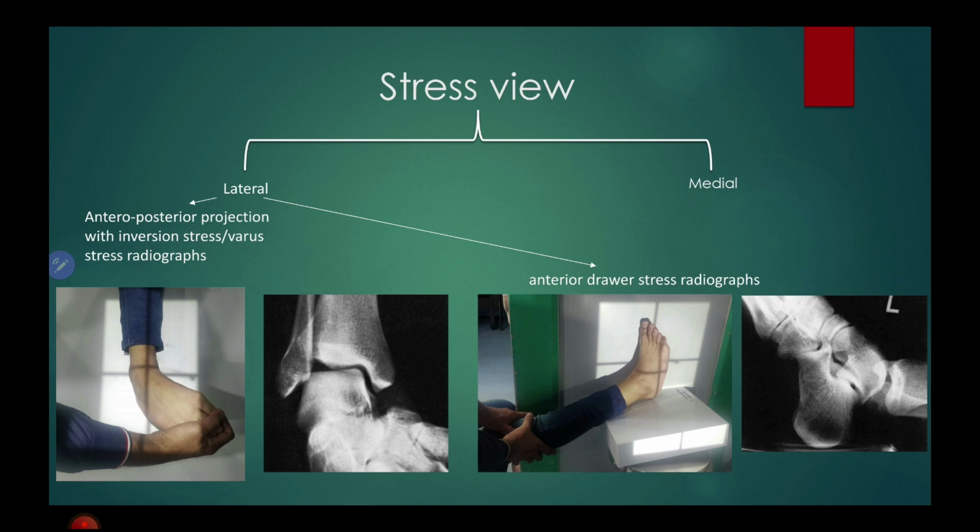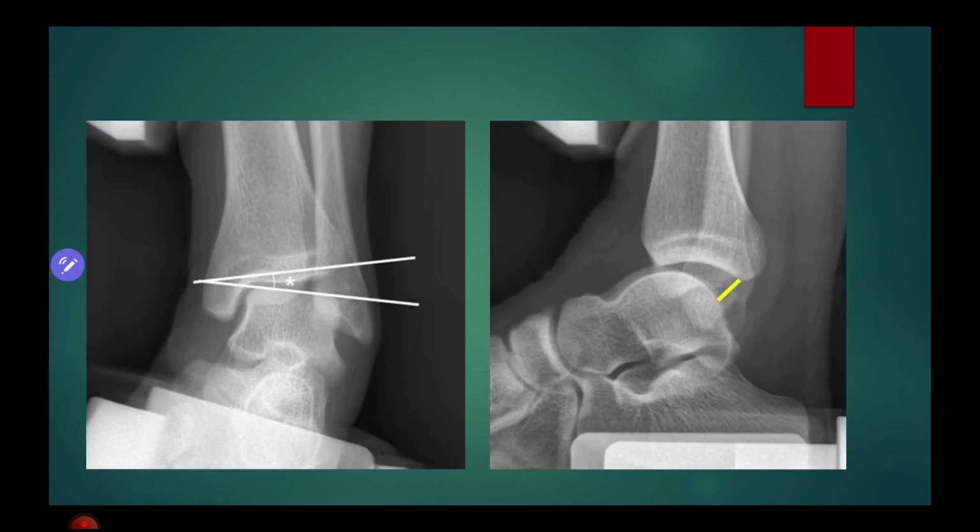So the anteroposterior stress radiograph demonstrates widening of the joint space if there is lateral ankle instability. So this joint space is going to get widened, and in the anterior drawer stress radiograph, if the anterior talofibular ligament is torn, it will lead to anterior talar subluxation. So how do we assess these radiographs?